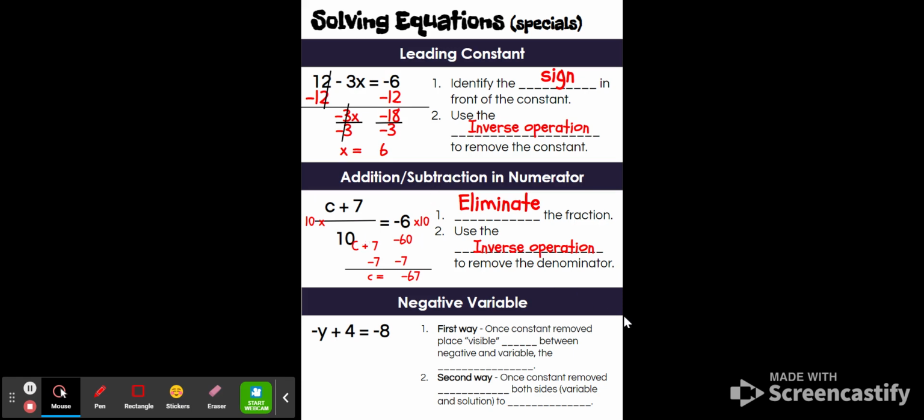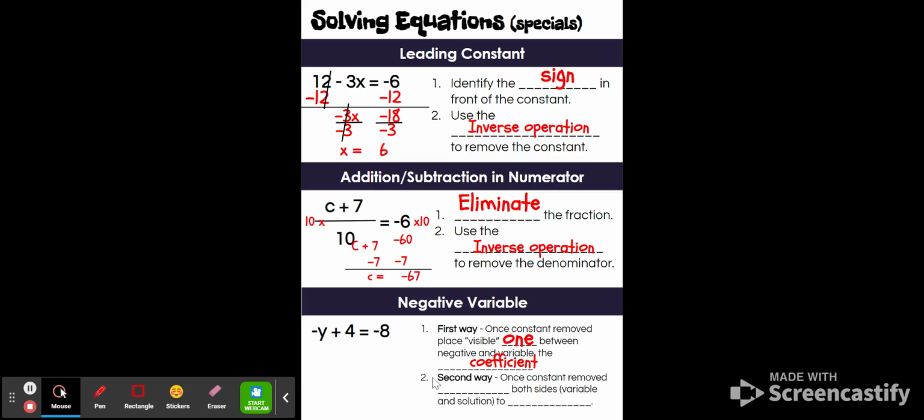All right, last one is when there's a negative in front of the letter, in front of the variable. So the first way is once the constant's removed, place an invisible 1 in front of the variable. So basically there's like an invisible 1 between this negative and the y. So place an invisible 1 there, and that's basically the coefficient. So instead of like the top problem, where there was a negative 3 and we had to divide by a negative 3, this one's a negative 1, so we need to divide by a negative 1.